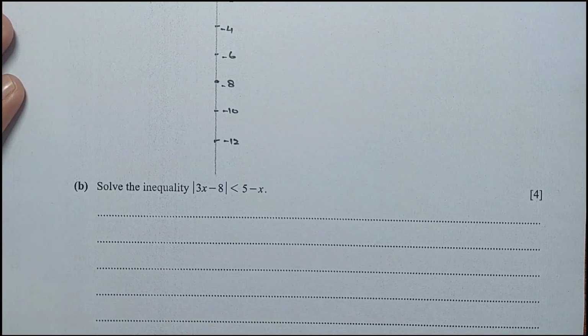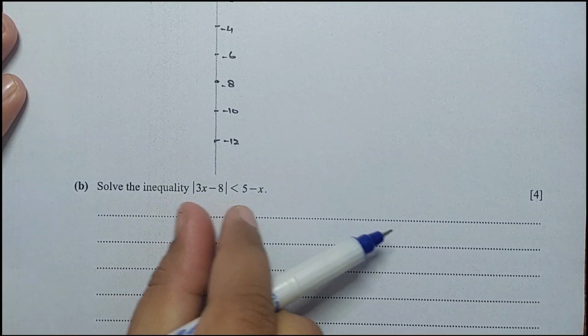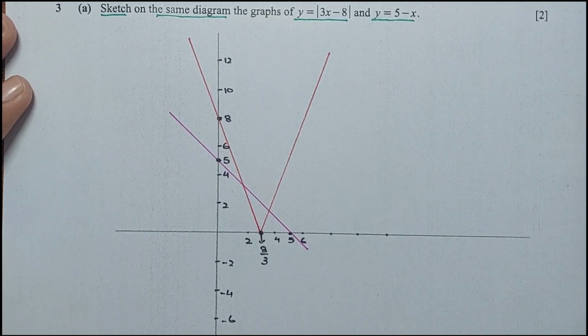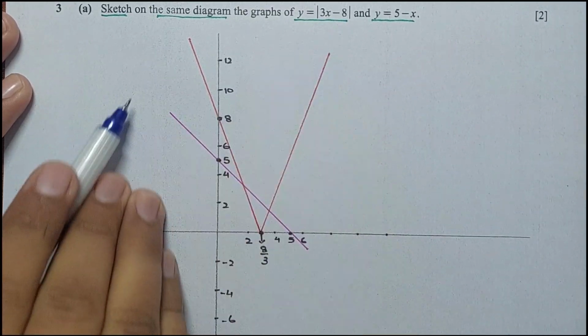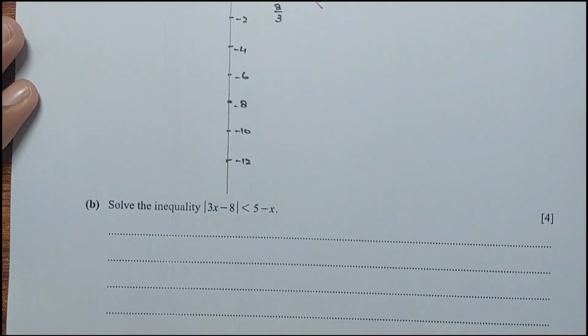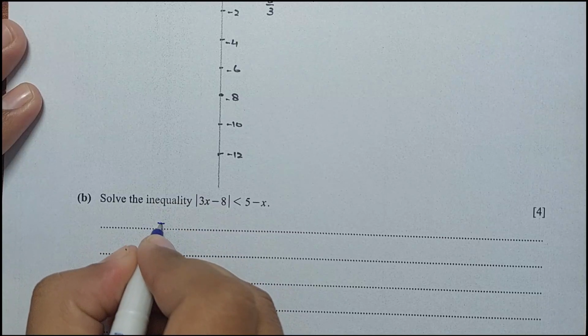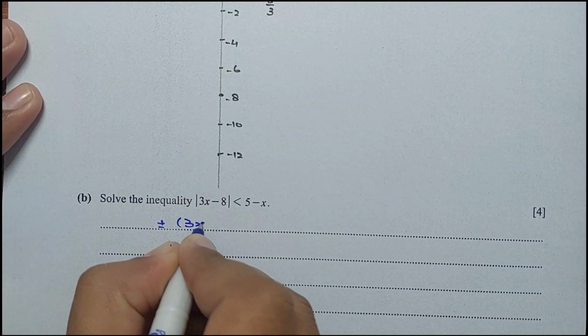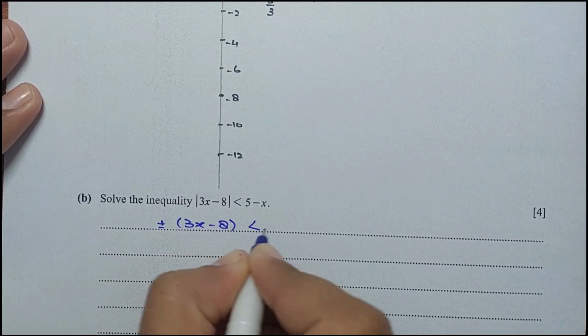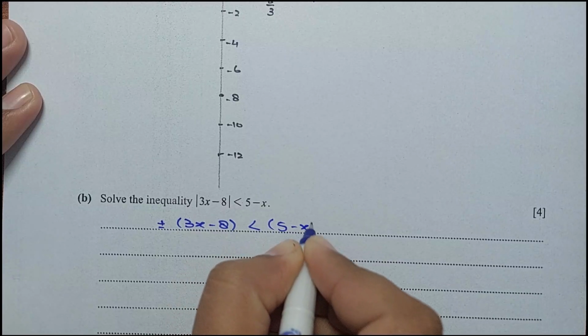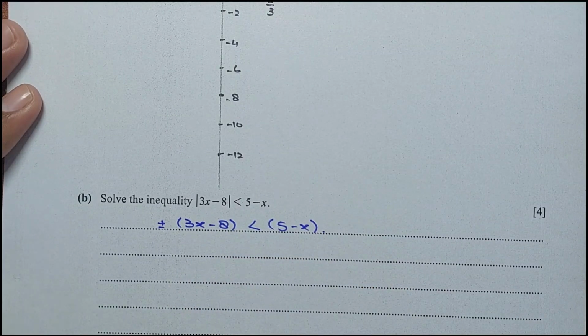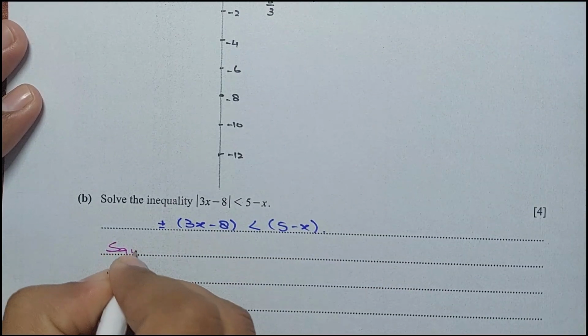Now for part B, solve the inequality that the absolute function is less than the linear function. Okay, so this is the absolute function and this is a straight line when it is less, right? So absolute, we can open absolute as plus minus 3x minus 8 is less than 5 minus x. In order to get rid of this plus minus, I want to take a squaring on both sides.